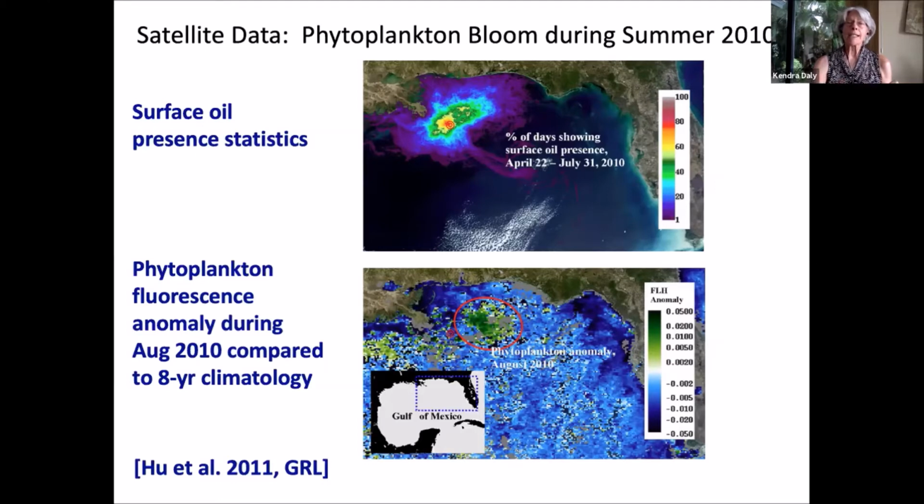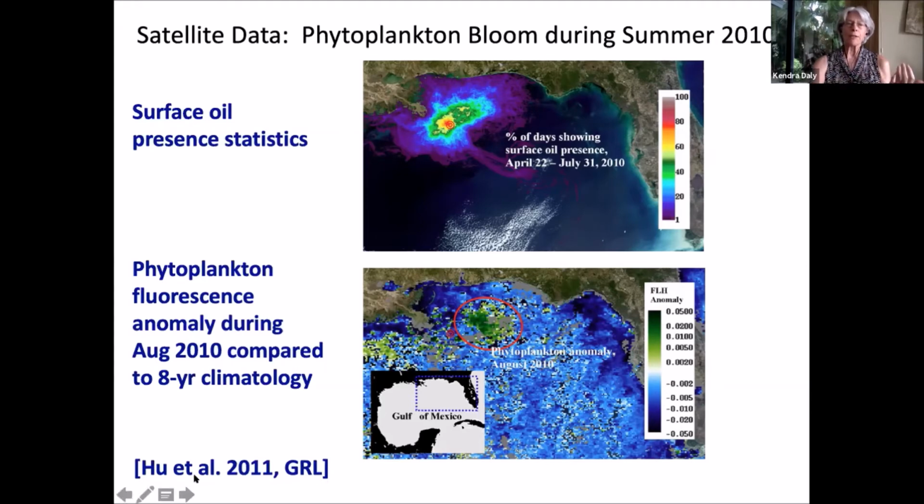This is a satellite image showing the extent of oil. And this figure shows the phytoplankton fluorescence anomaly. It's a satellite image as well. And generally, phytoplankton concentrations are very high all along coastal regions and near the mouth of the Mississippi River. And it was this year as well. This image shows the anomaly. So it's the region that had much higher chlorophyll concentrations compared to the previous 8 years, including other years of high river flow.